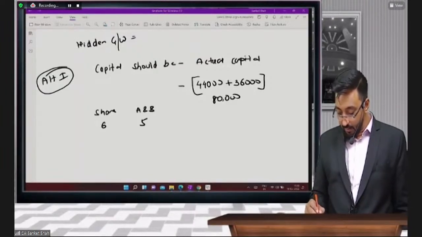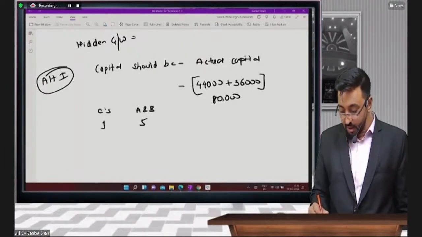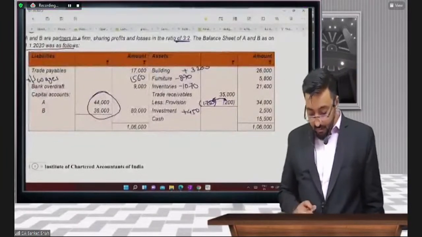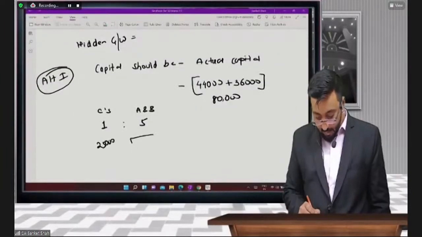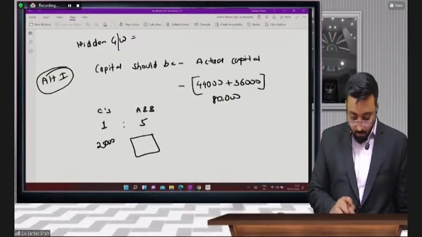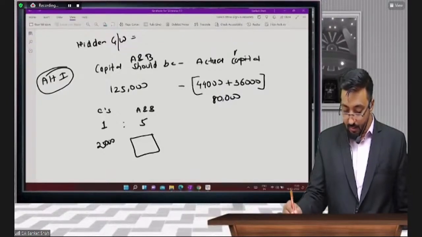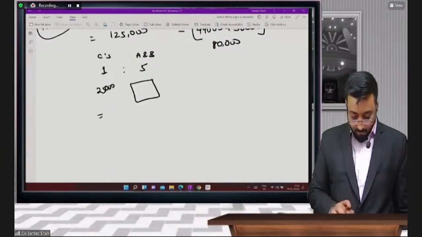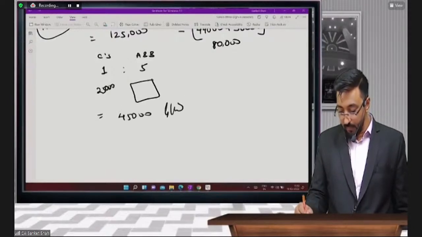And for that, C's capital, okay, C's 1 chocolate, then A and B's 5 chocolates. And how much capital did he bring? 25,000. So what must be A and B's capital? 25,000 into 5. So here 125 minus 80,000, 45,000 is goodwill.